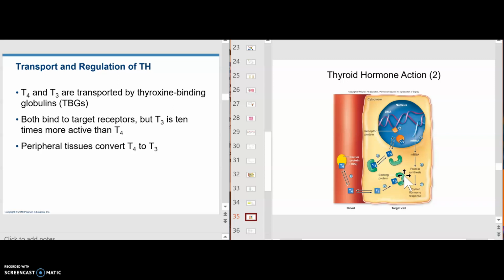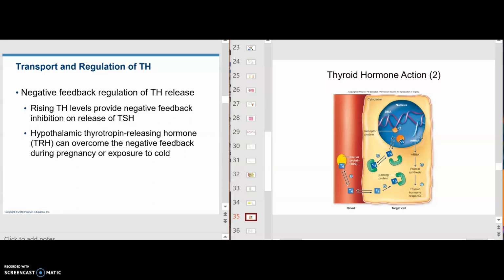Then inside the cell, since it is lipid soluble, cytoplasmic proteins will bind it and then carry it into the nucleus, and in the nucleus it will attach to a receptor on the DNA itself to cause its action. Okay? So we go further then.